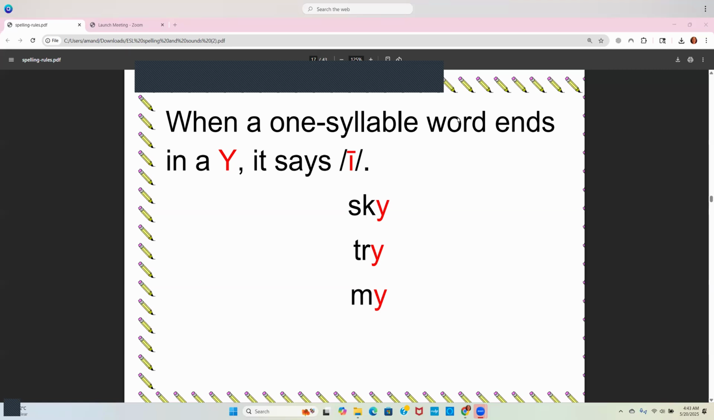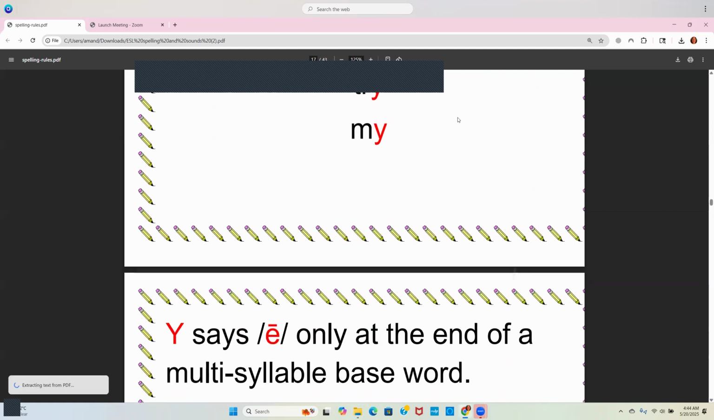Typically, when a word ends with a Y, we're not always going to have the same sound. So let's take a look at some examples and go over what word ends with what sound. When a one syllable word ends in a Y, we're going to have that long I sound. Remember, the long I sound is I. So, sky, try, and my. It is a one syllable word. It ends in a Y, so we are going to use that long I sound.